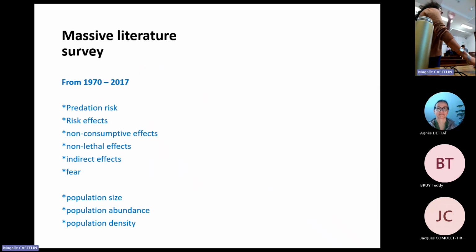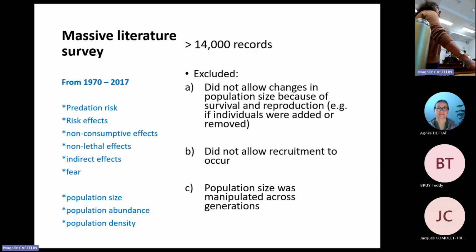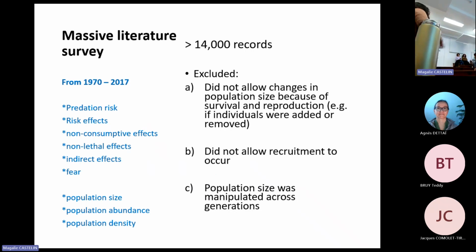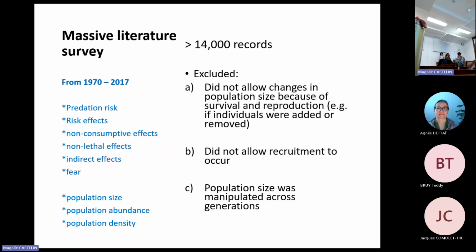And so our literature survey spanned a long period of time, and we found a lot of records of people measuring predator-prey interactions in various ways. And we excluded a bunch of things. We excluded experiments that did not allow changes in population size because they were manipulating individuals. We wanted to let those individuals get to the end without manipulation, so we have to exclude those kinds of experiments. We have to exclude experiments where they didn't allow recruitment to occur. And we have to exclude experiments where they manipulated the population size. The whole point was to measure population.